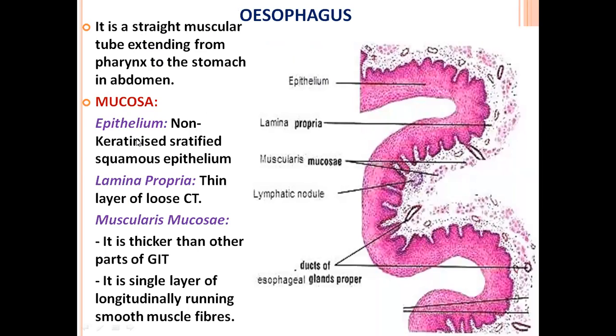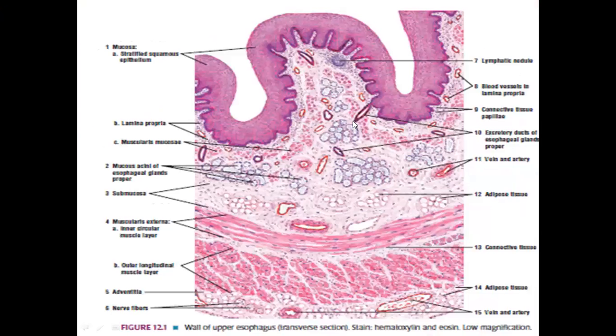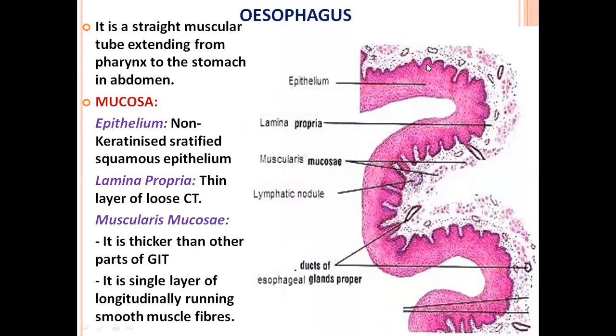The mucosa, as we know, has lining epithelium, lamina propria, and muscularis mucosae, as studied in the general layout. The mucosa of the esophagus is lined by stratified squamous non-keratinized epithelium. You can see the cells are in multiple rows, but the dead keratin layer is not there. Hence, we call it stratified squamous non-keratinized epithelium. After this, we have the lamina propria, a thin layer of loose connective tissue. Below this, we have the muscularis mucosa, which is thicker than in other parts of the GIT.